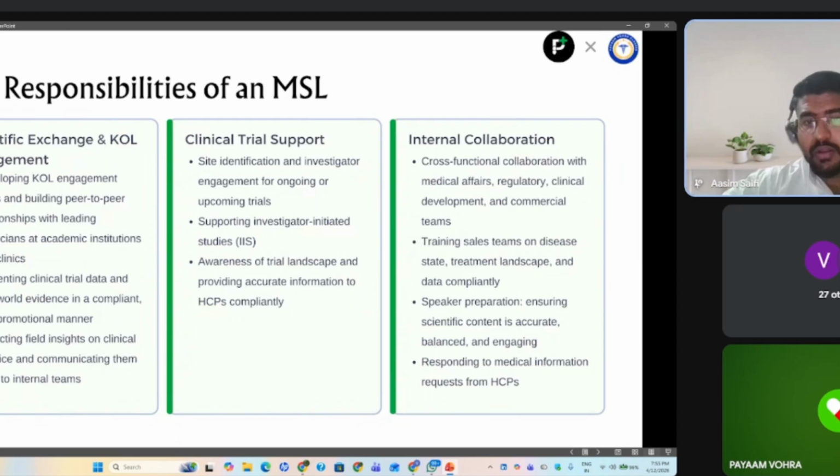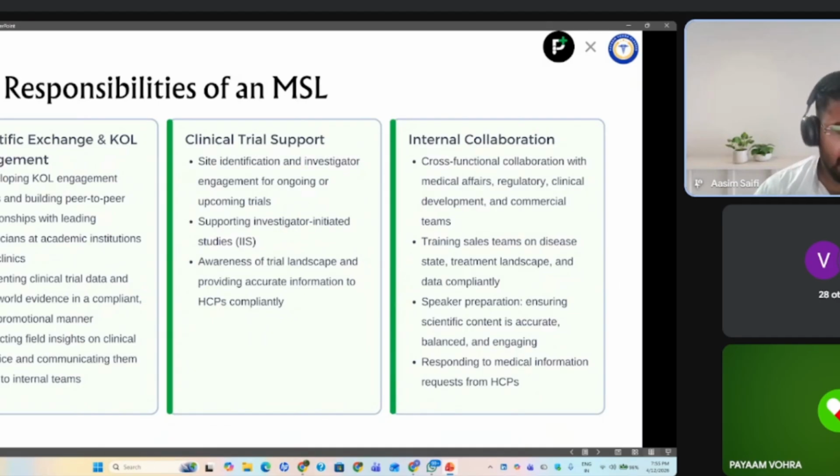Okay. Internal collaboration, like whatever I have mentioned: they will collaborate with the regulatory person, toxicologist, medical affairs, and commercial teams, training sales teams on disease and treatment landscape, speaker preparation, ensuring scientific content is accurate. They will prepare the scientific content.